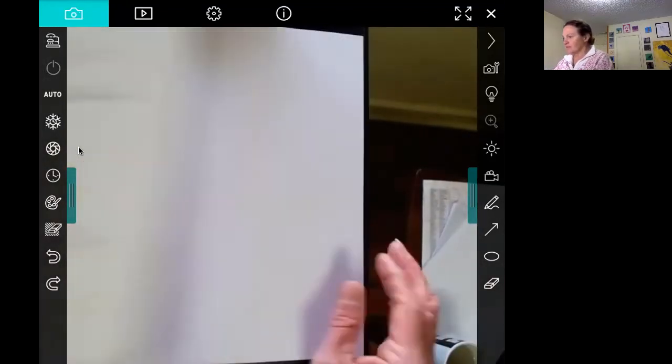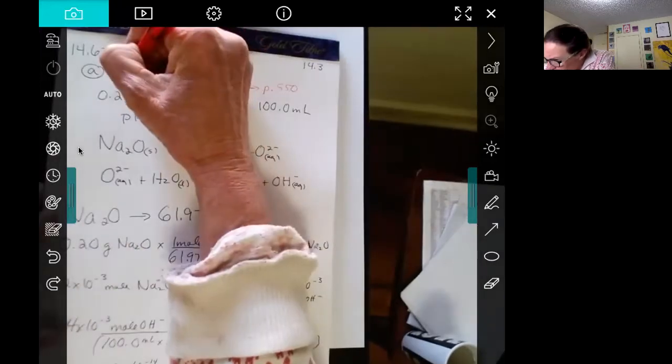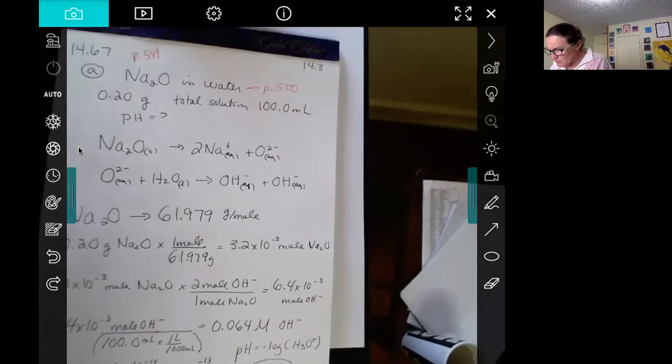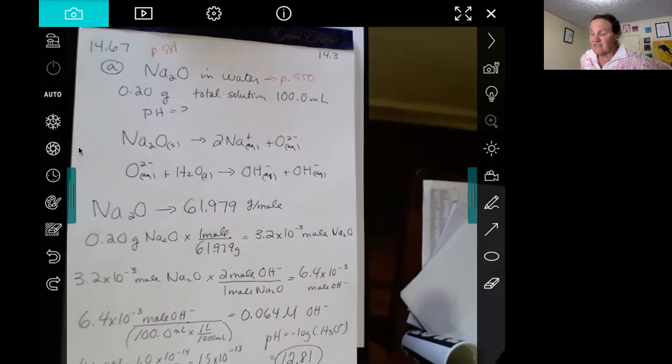Okay. So the next one that we'll look at is 14.67. It's on the same page, page 581. It just wants you to calculate the pH of the following solutions. The only one that might be a little bit tricky is A. A gives you a solution of an oxide, sodium oxide. And on page 550, they talk about how oxides are really bases.